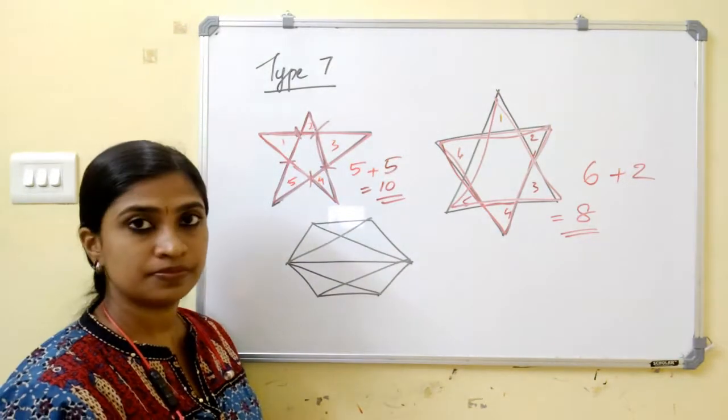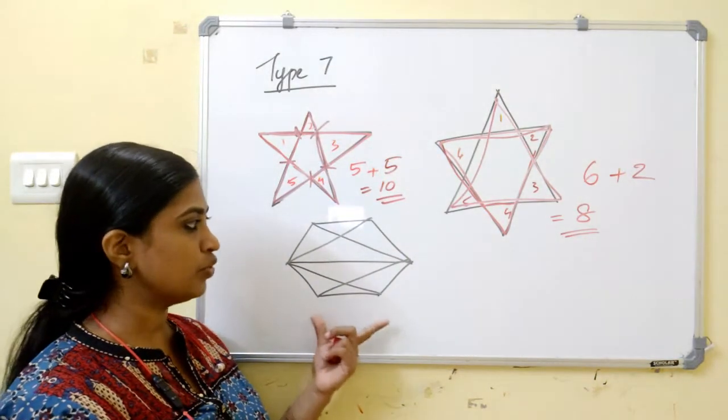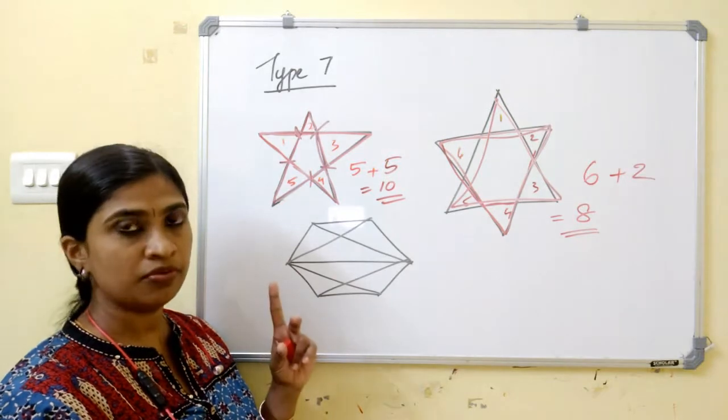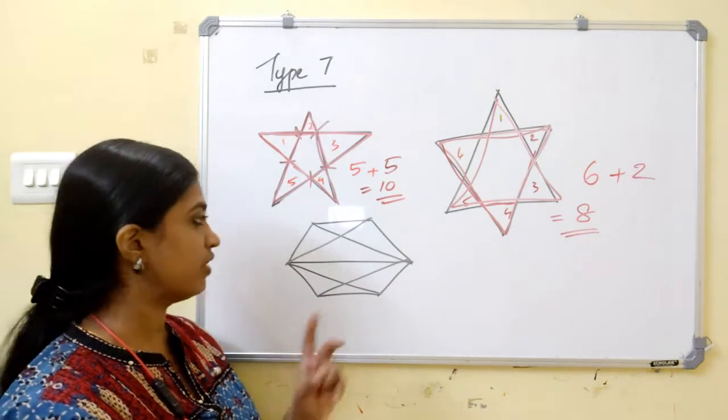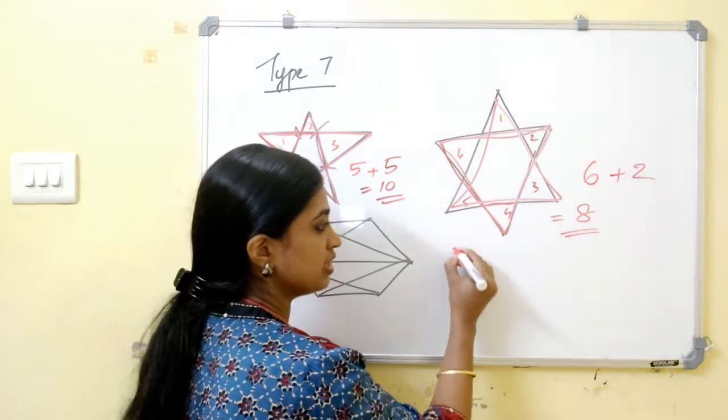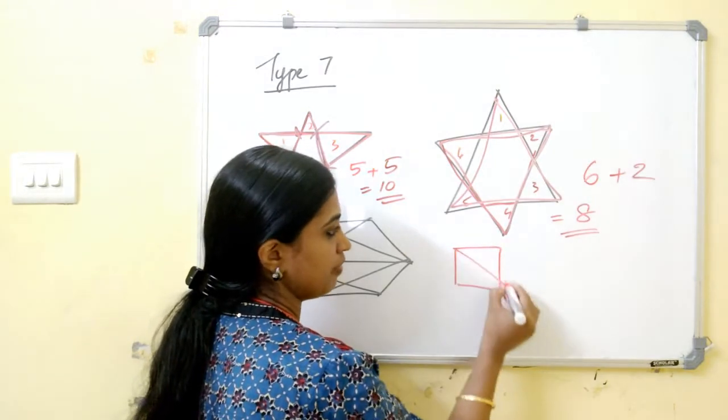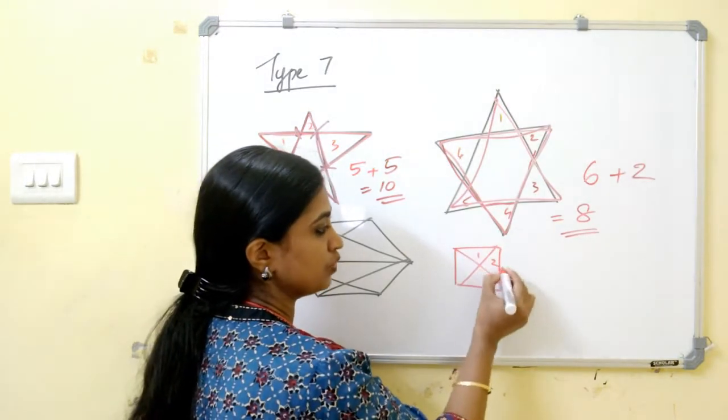Next question. This question is similar to one we have discussed before. I think it is type 4 or type 5 where we have considered a square. And the number of triangles in this figure is 1, 2, 3, 4.